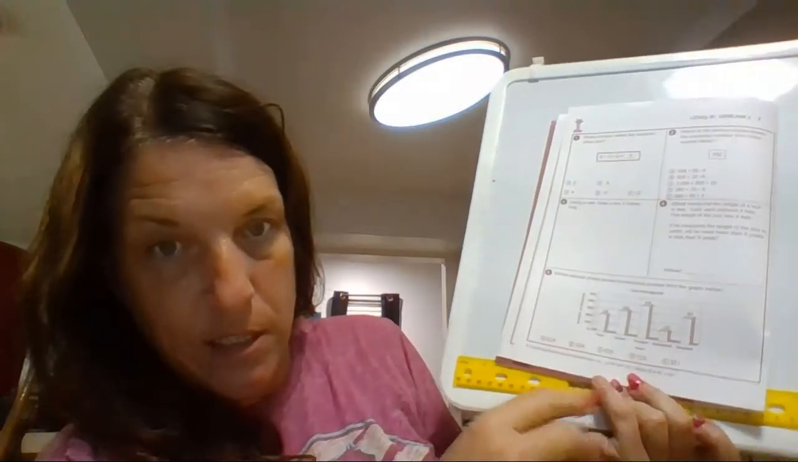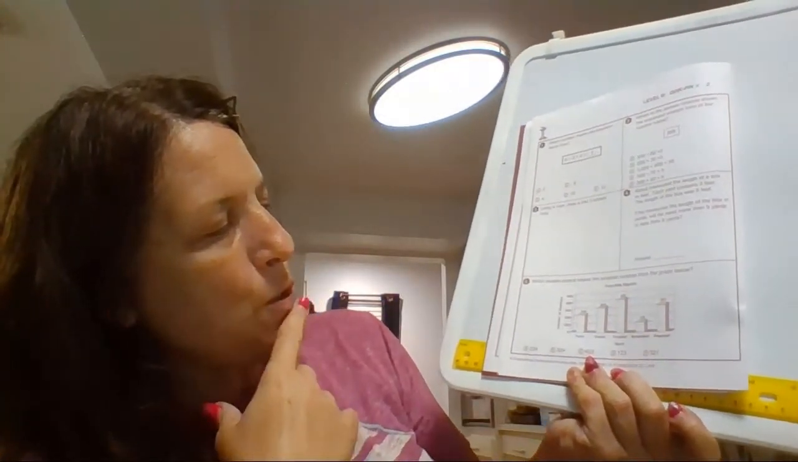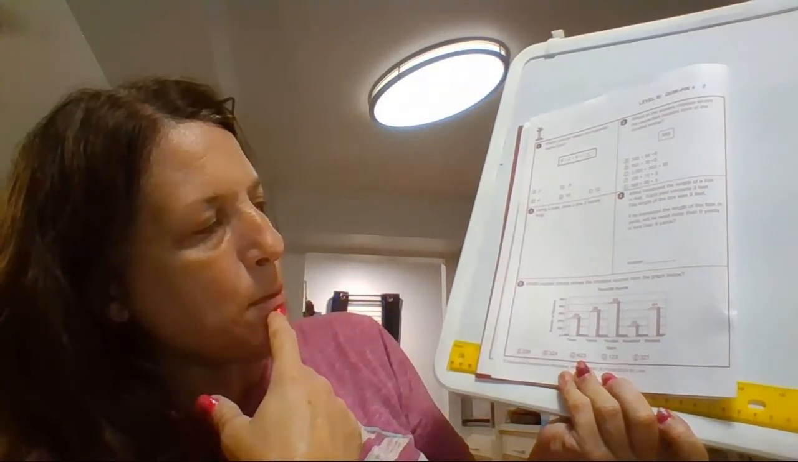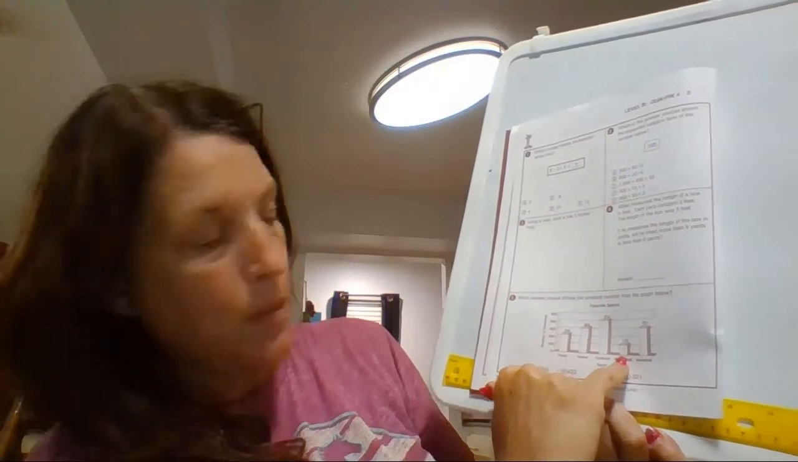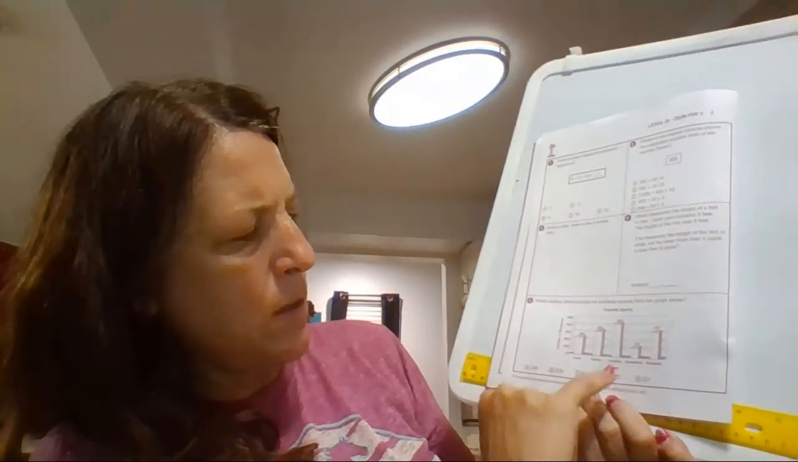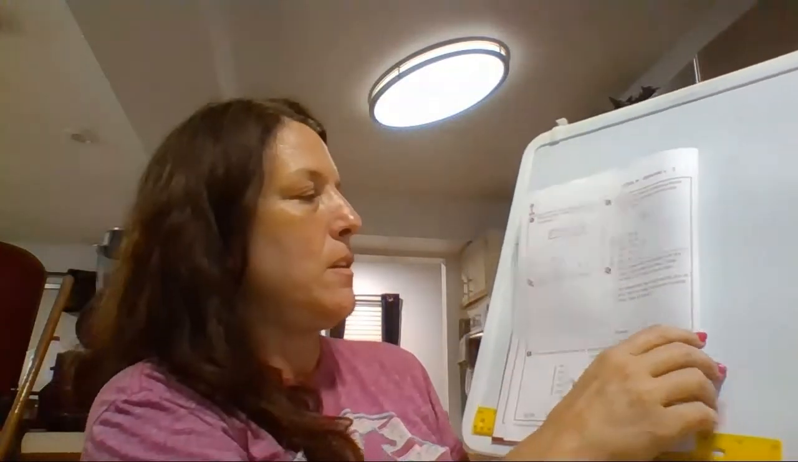The last one was another graph, and it asked you which answer choice shows the smallest. Yesterday was the greatest, today is the smallest, or Tuesday was the greatest, today is the smallest. Which answer choice shows the smallest number from the graph below? So you're looking for the smallest bar, and that would have been basketball, 123, which is answer D.